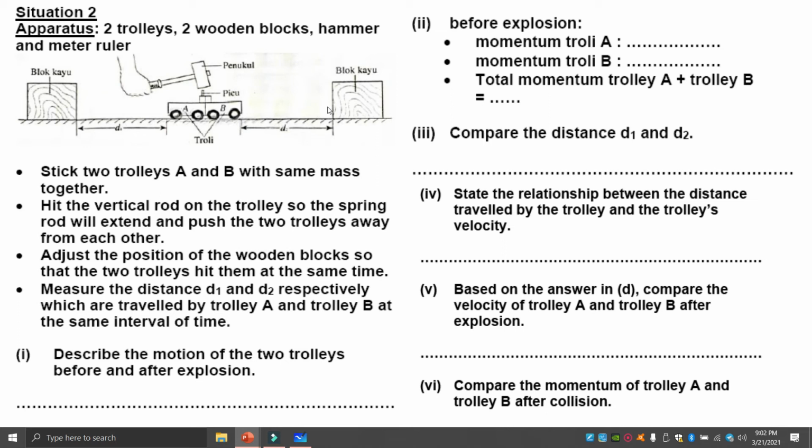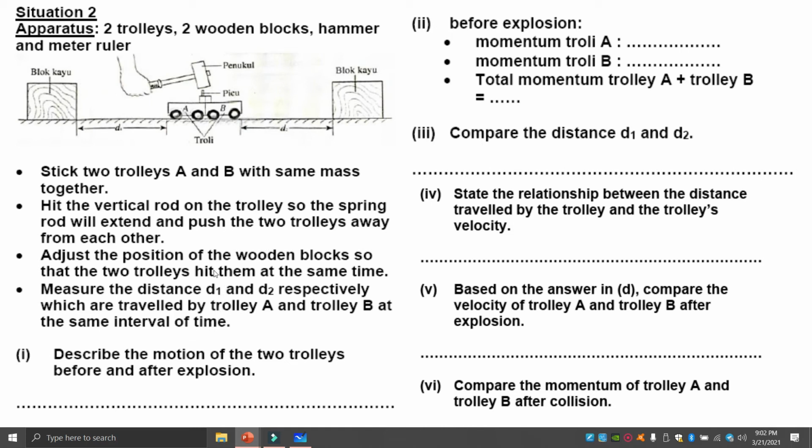So B will move to the left, to the right. A will move to the left. Okay, so the next one: adjust the position of the wooden block so that the two trolleys hit them at the same time. Then you have to measure the distances D1 and D2 respectively, which are traveled by trolley A and trolley B in the same interval of time.